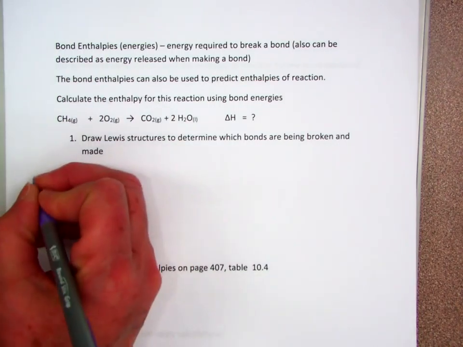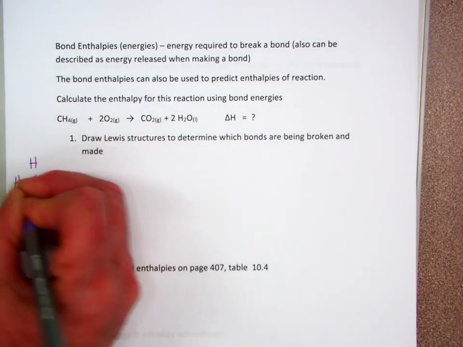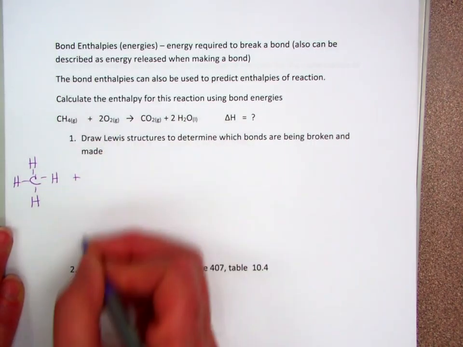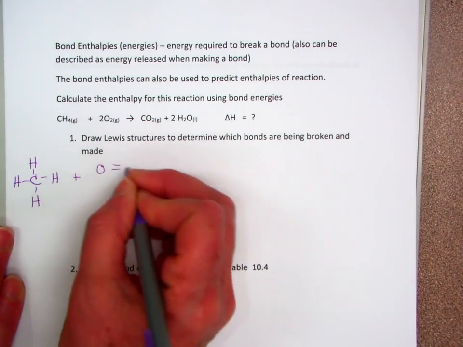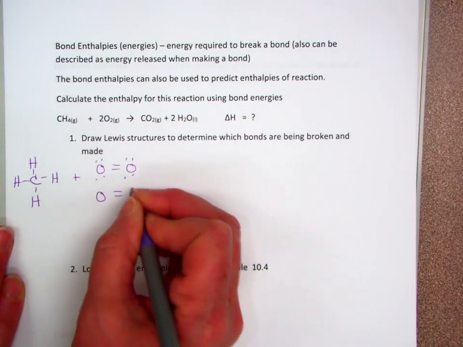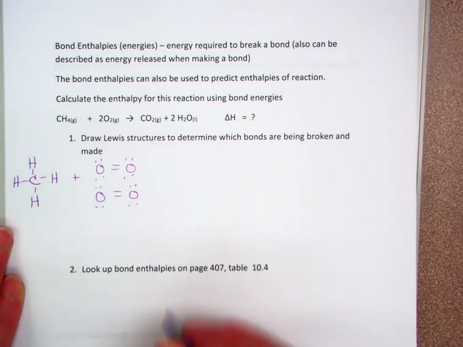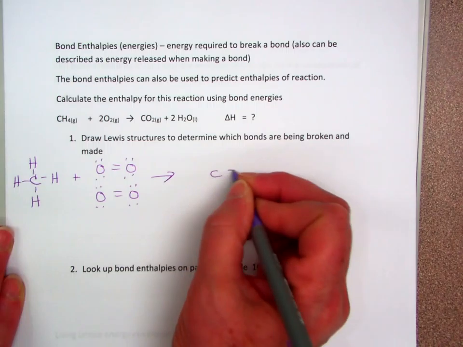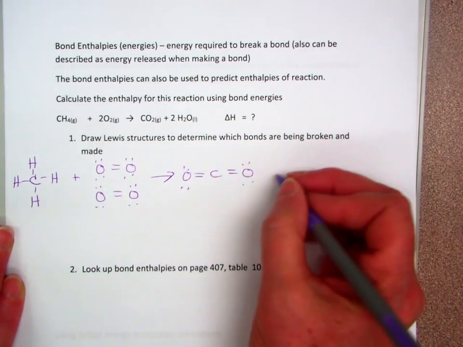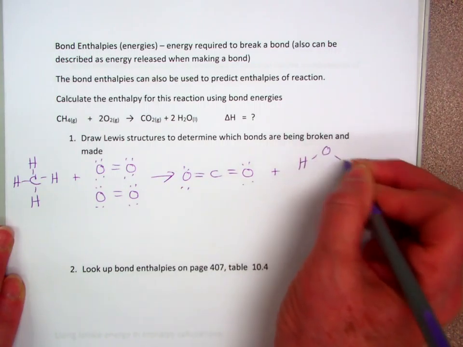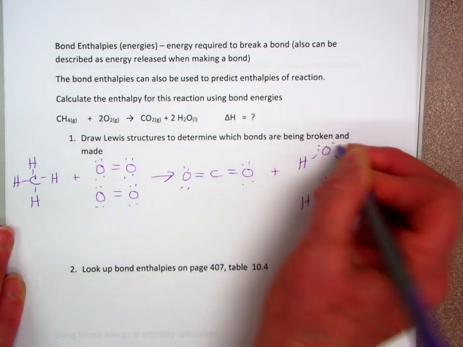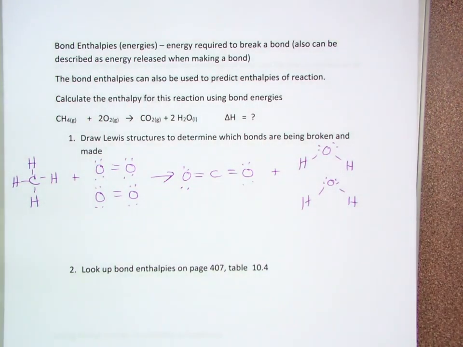So methane, CH4. We have 8 electrons. We make 4 single bonds. We have 2 molecules of oxygen gas. Oxygen has a double bond and 2 lone pairs on each oxygen. So we're going to draw out everything. Carbon dioxide, we've drawn this lots of times. Carbon in the middle, 2 double bonds to each of the oxygens. And then we have 2 waters. So there is our reaction, Lewis structure style.